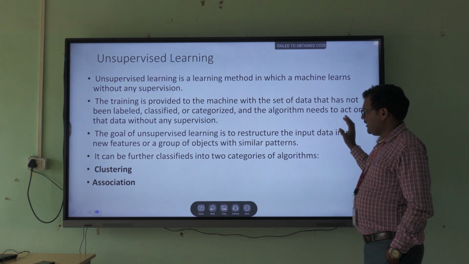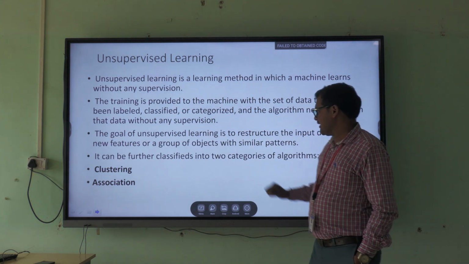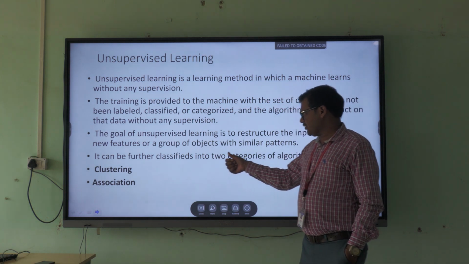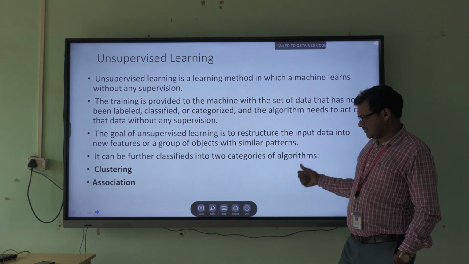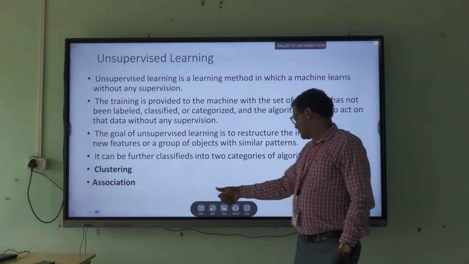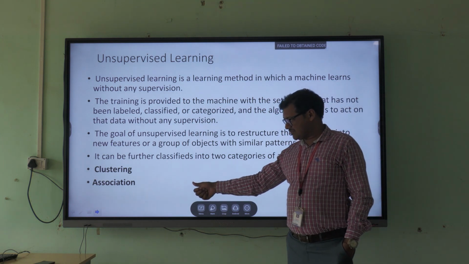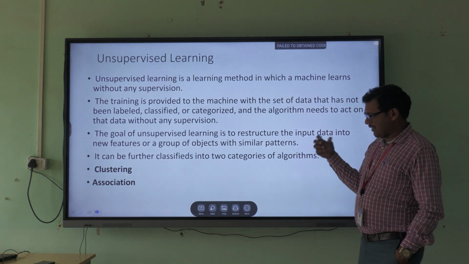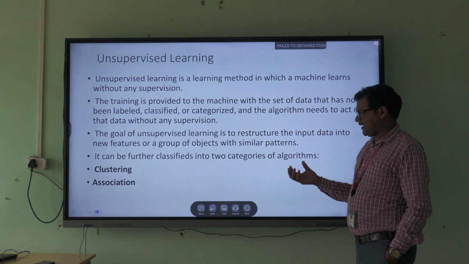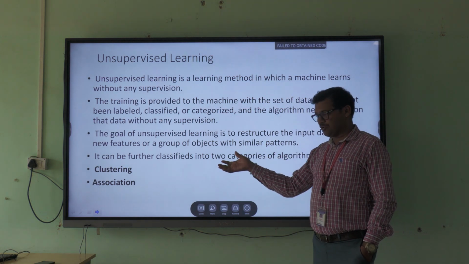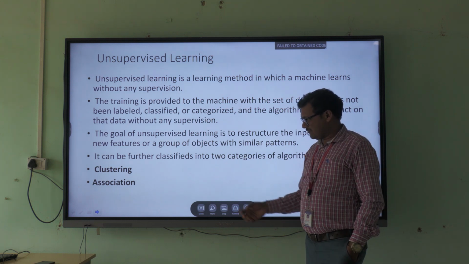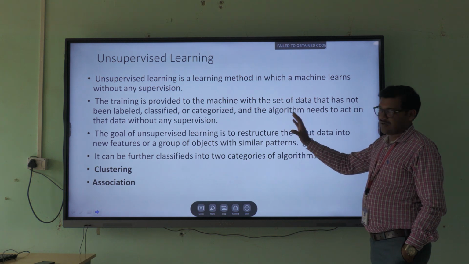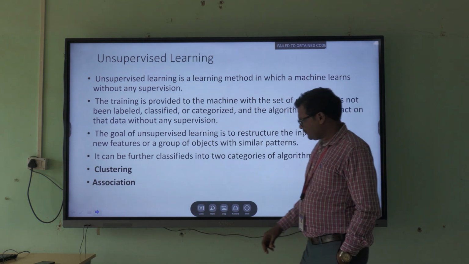The goal of unsupervised learning is to restructure the input data into new features or a group of objects with similar patterns. The basic applications where we use unsupervised learning are clustering and association. In clustering, we have to identify the patterns, and based on those patterns we group the data together. That is one kind of clustering, and another one is association. So this is about unsupervised learning.